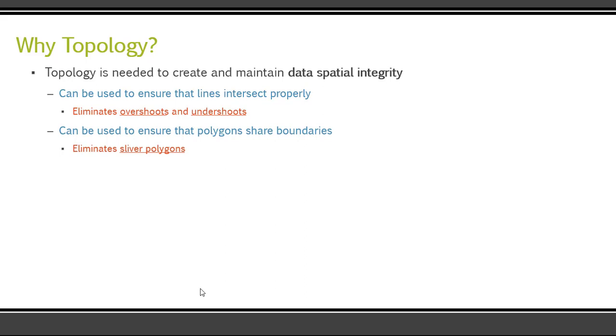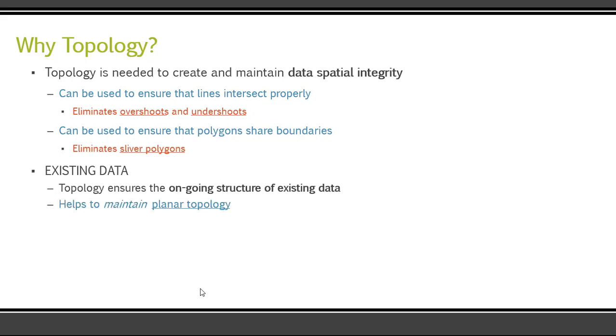So it can be used to ensure that our lines intersect properly, we don't have overshoots and undershoots, and it can be used to ensure that our polygons properly share boundaries, so eliminating our sliver polygons or our gaps between polygons. For existing data, it's what ensures the ongoing existing structure of our data. And if that data is meeting the rules of planar topology, it's what helps us maintain it. Because once you have a topology, you can edit your data such that it pays attention to those topology rules. So for existing data that's already good, it helps us ensure the existing structure.